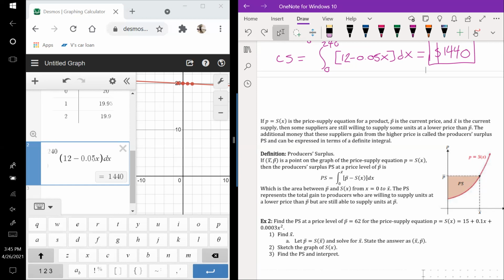So the definition of producer surplus: if X bar, P bar is a point on the graph with a price supply equation, P equals S of X, then the producer surplus PS at a price level of P bar is given by PS equals the integral from 0 to X bar of P bar minus S of X dx, which is the area between P bar and S of X from X equals 0 to X bar. The producer surplus represents the total gain to producers who are willing to supply units at a lower price than P bar, but are still able to supply units at P bar.